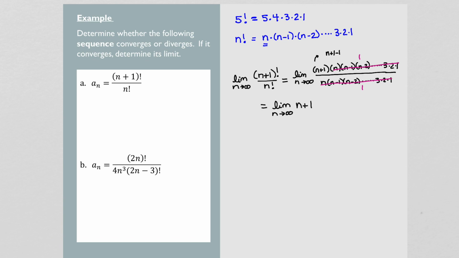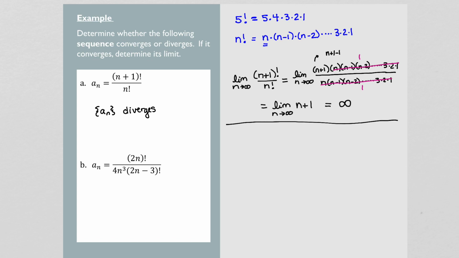Now, let's plug infinity in. The limit of n plus 1 is just infinity. This is not a finite number. So what do we say about this sequence? This sequence definitely does not converge. It diverges, and there is no limit. Okay, that was the first one.